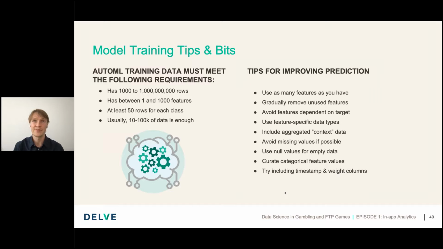The model will be able to tell you which features are less performant, and you can gradually remove them. And features dependent on the target, like the total number of deposits, are not a very good idea to start with, because they reveal the target variable for the prediction, which makes this modeling example non-important.